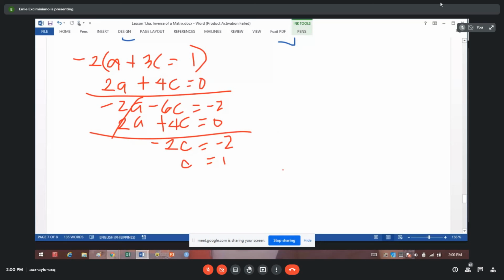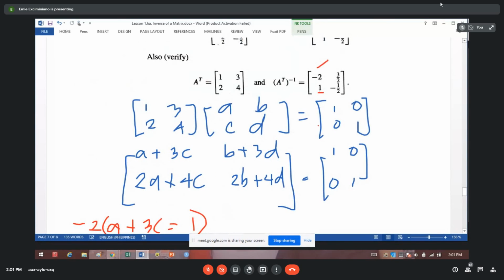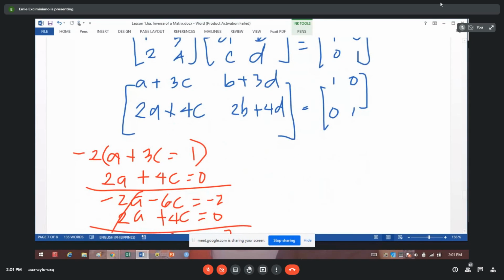If you have C, then you can already compute A. A plus 3, C is 1. So therefore this is supposed to be 1, and A is negative 2. Tama ba? Check natin ang A. Yes, it's negative 2. Tama.